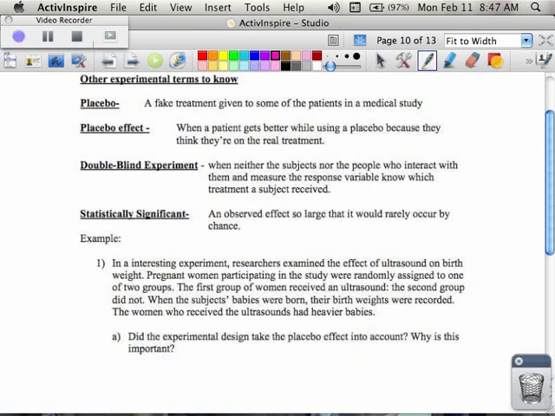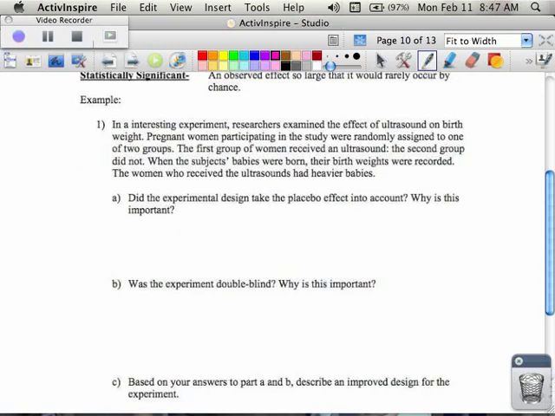And statistically significant means an observed value that's so large that it would rarely occur by chance. For some reason in statistics, we use the percentage 5%.